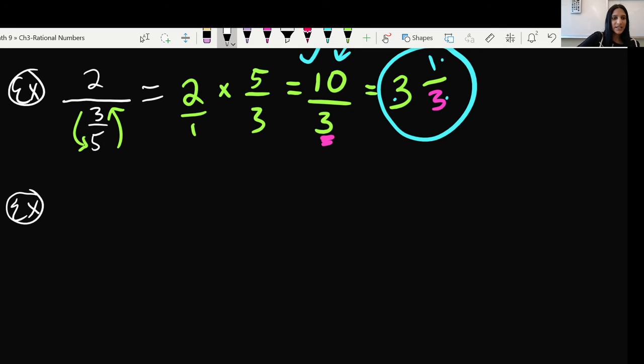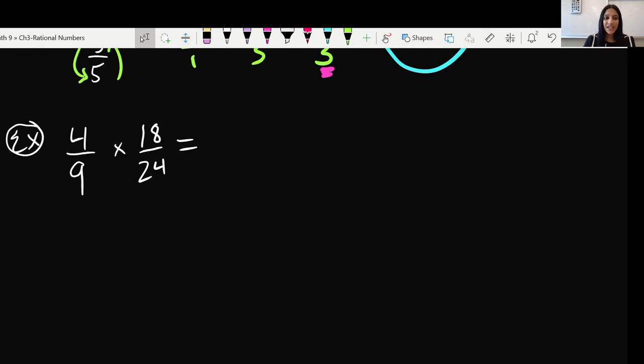Okay, so this time let's say we have something with a little bit more going on. If we had 4 over 9 times 18 over 24. There's actually a few different ways that we could go through this, but we want to always try to take the easiest route or the more simplified route because that's what's going to make things easier for us to work with. So we are looking for anything that we can cancel out or simplify top to bottom.